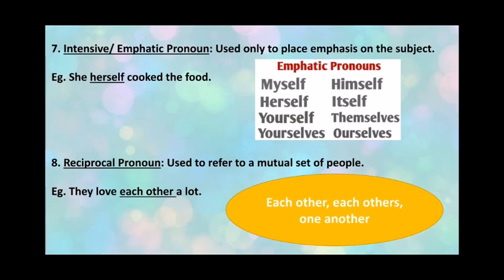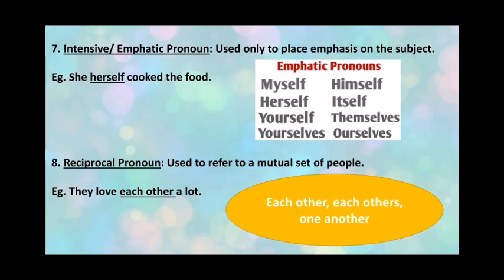Eighth one is reciprocal pronoun. It is used to refer to a mutual set of people. The words like each other, each other's, and one another are the words for reciprocal pronoun. For example, they love each other a lot. So in this, each other is the reciprocal pronoun.